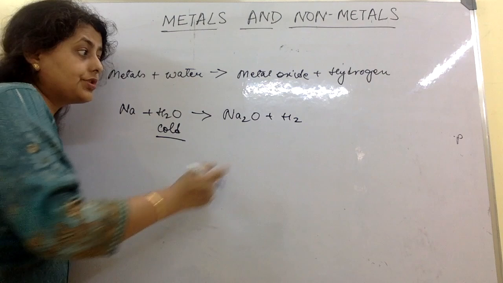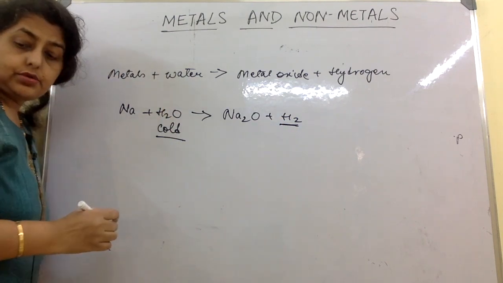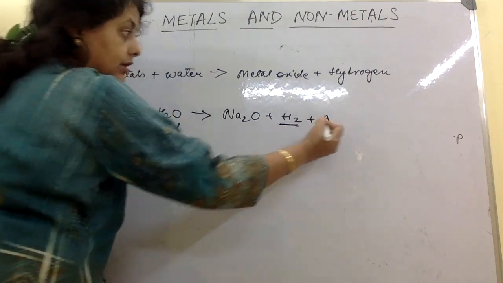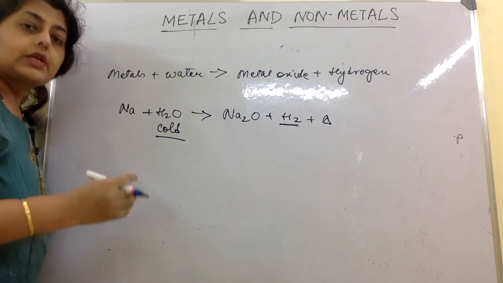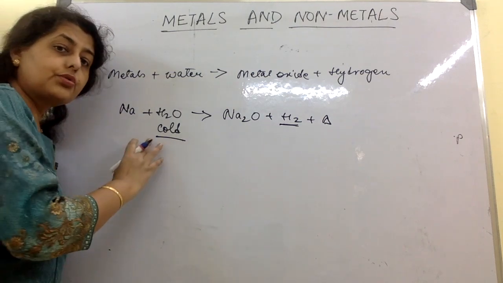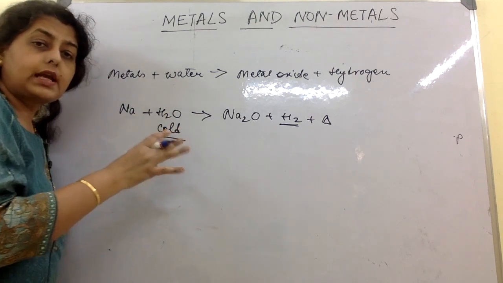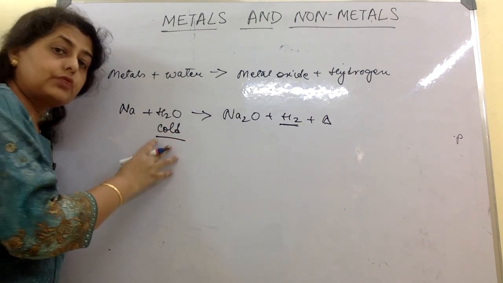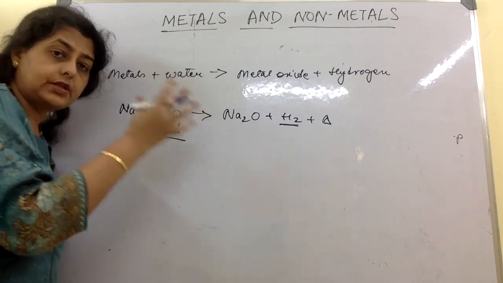It gives out hydrogen. Hydrogen is an inflammable gas, and it also gives out a lot of heat. Now this heat with this inflammable gas causes fire. So why? Sodium is a very active metal. Sodium with water will give heat and hydrogen, and it causes fire. It's a very vigorous reaction.